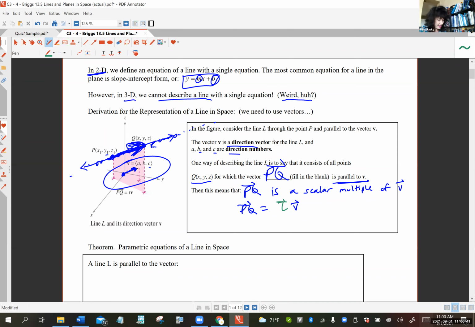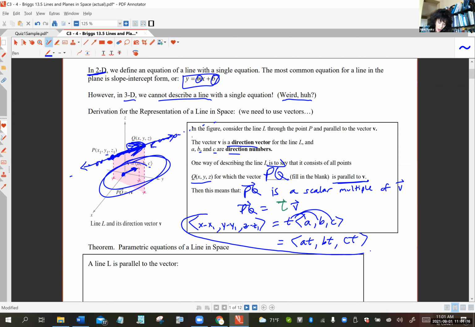We'll get to that in a moment. Now what? Well, if I actually form the PQ vector, so terminal minus initial, so x minus x1, y minus y1, z minus z1, that has to equal t times the vector v, but v was that vector down here in standard position with components a, b, c. Distribute the scalar, because, you know, scalar multiplication. That's how we roll. And now we have equality of vectors.